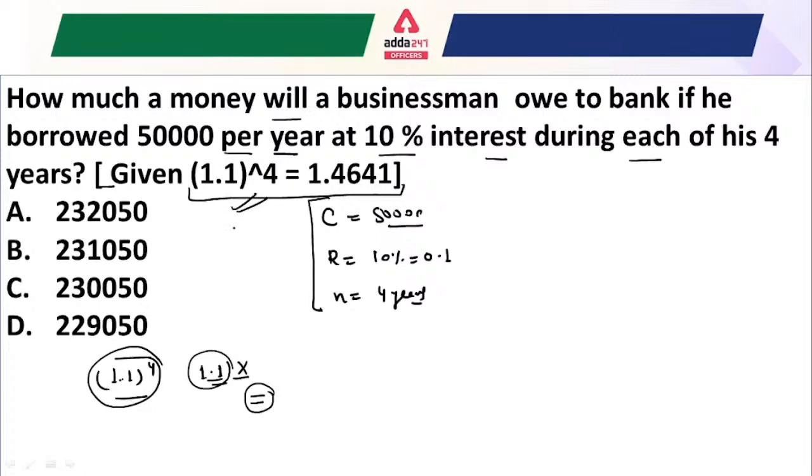If you have to calculate 1.1 to the power 4, first write 1.1 in your calculator, after that press the multiply button and press equal 5 times, because here you have to calculate to the power 4. So just press the equal button 5 times.